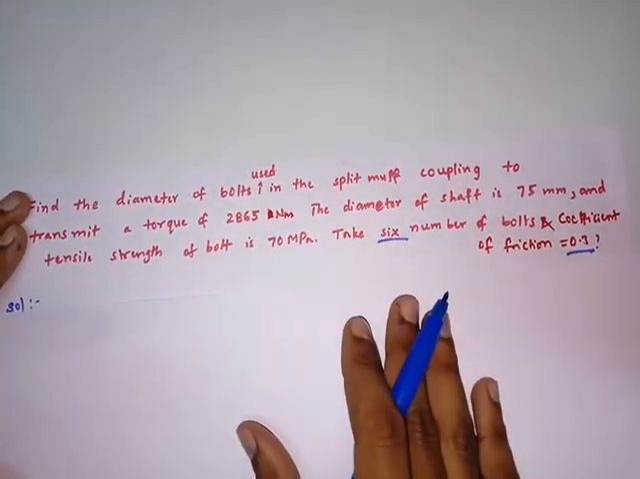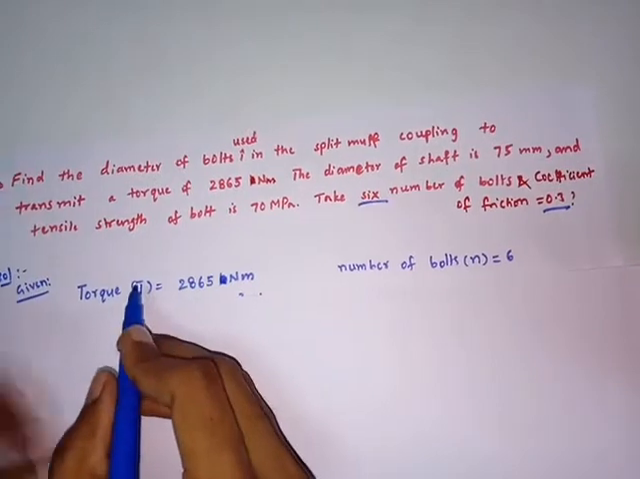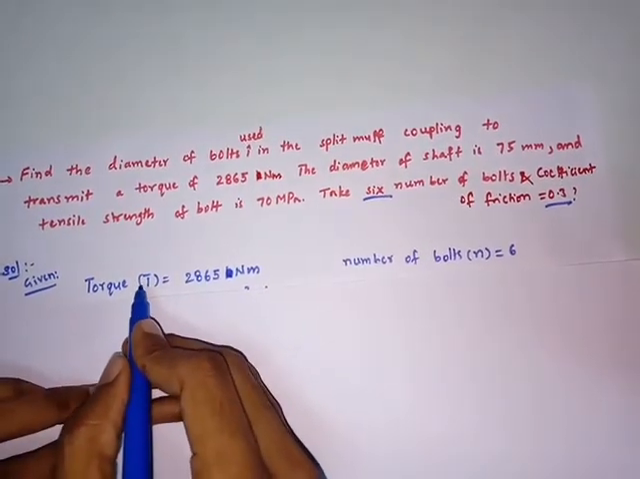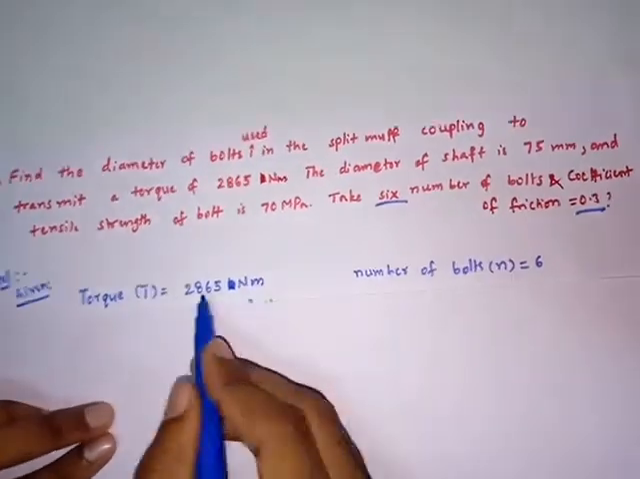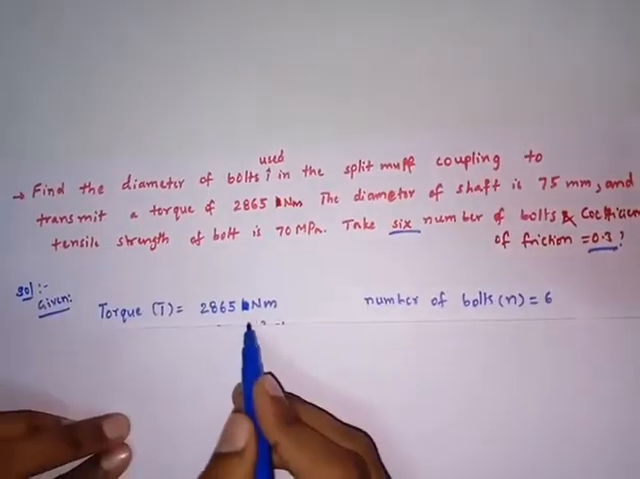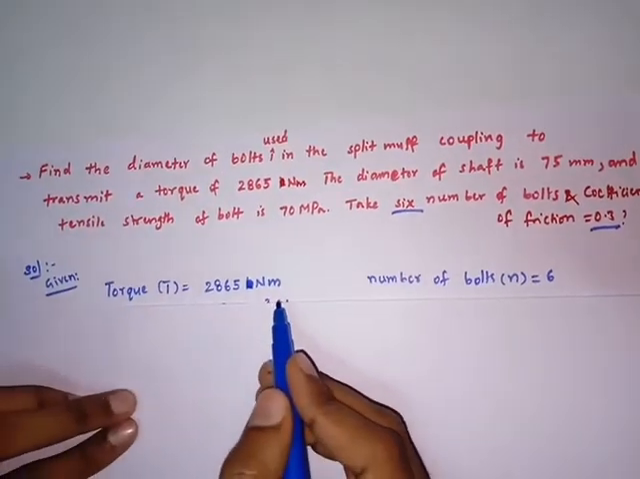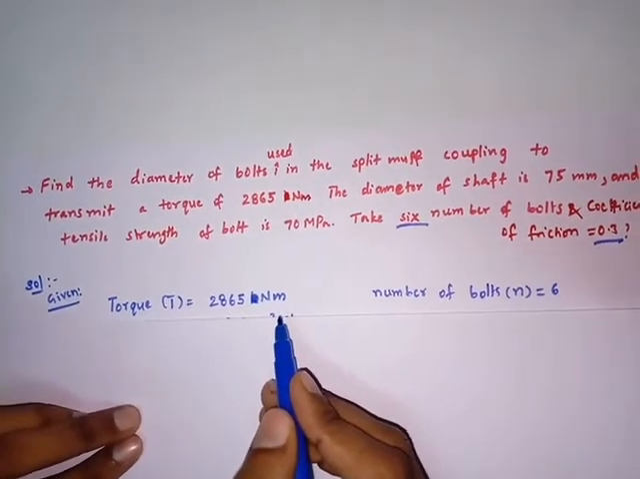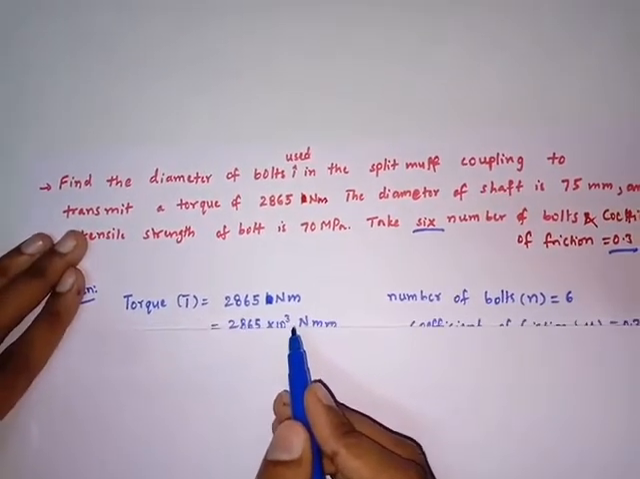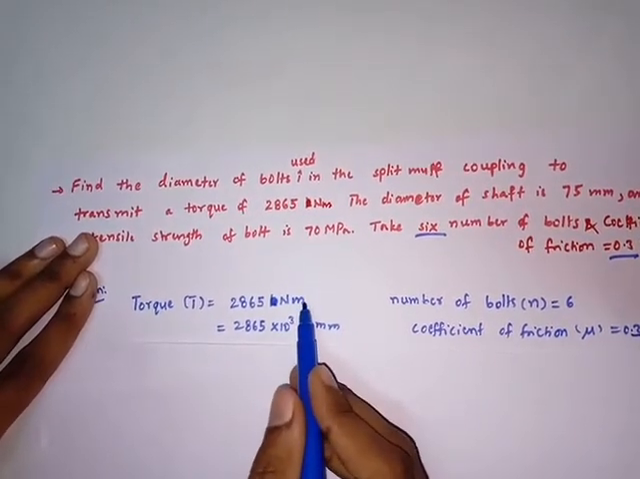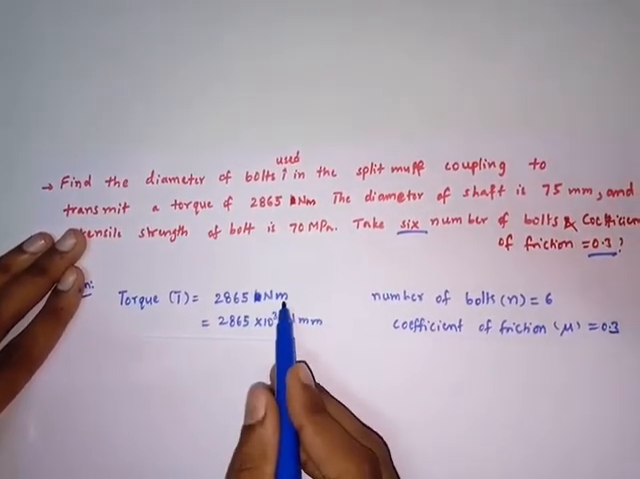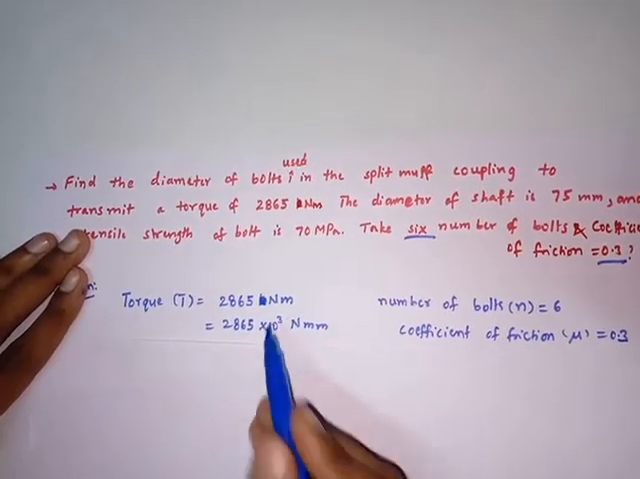And if you write the data here, the torque value is given. We are taking the symbol for torque as capital T, that is 2865 Newton meter, and this Newton meter torque must be converted into Newton mm. Why? Because we require the diameter of the bolt in mm. So if you convert, that is 2865 into 10 to the power of 3 Newton mm. Why? Because 1 meter is nothing but 1000 mm, and 1000 is nothing but 10 to the power of 3 here.